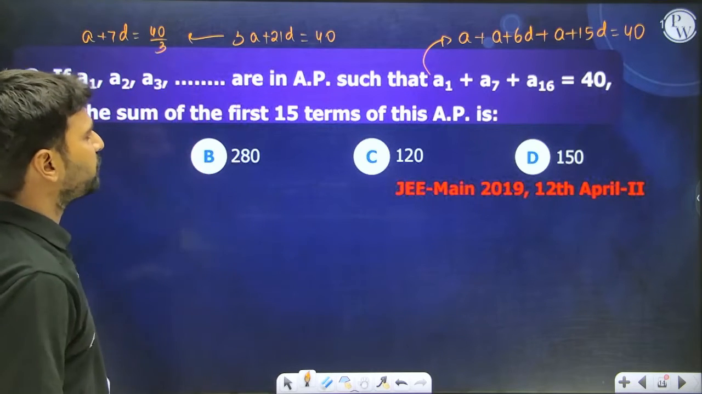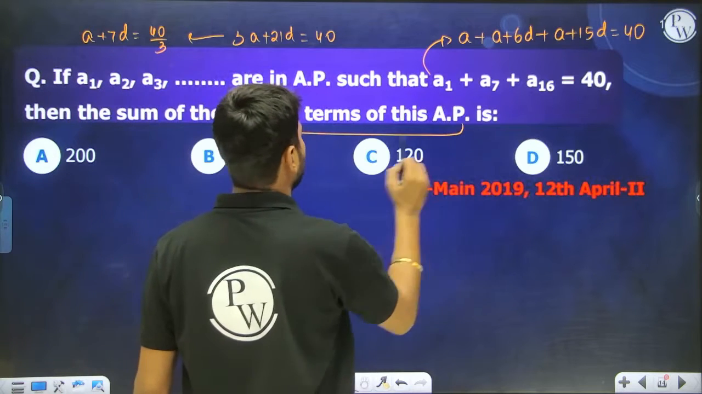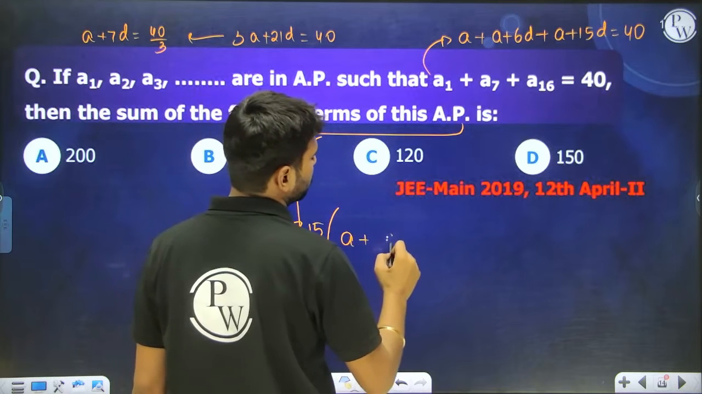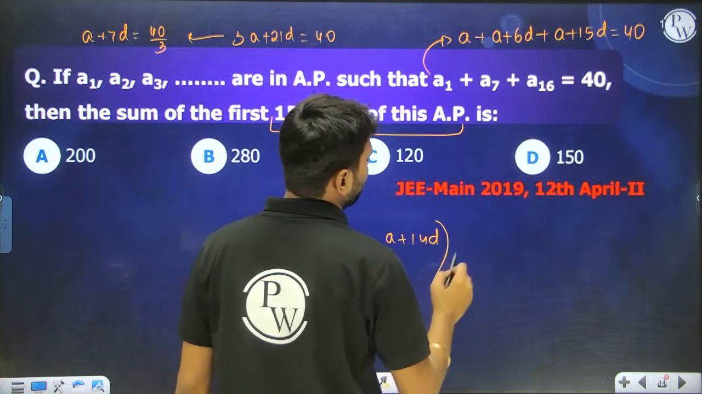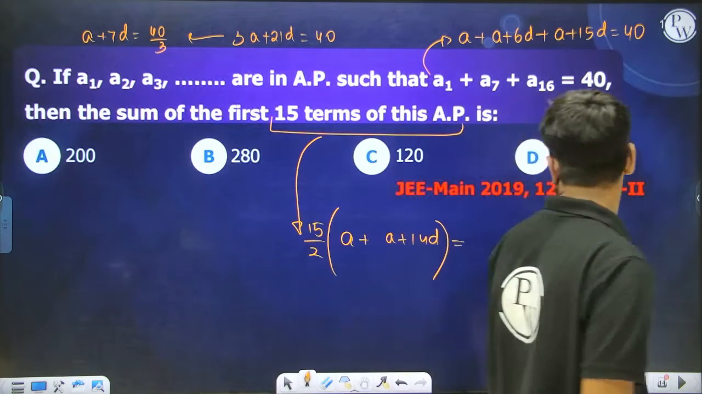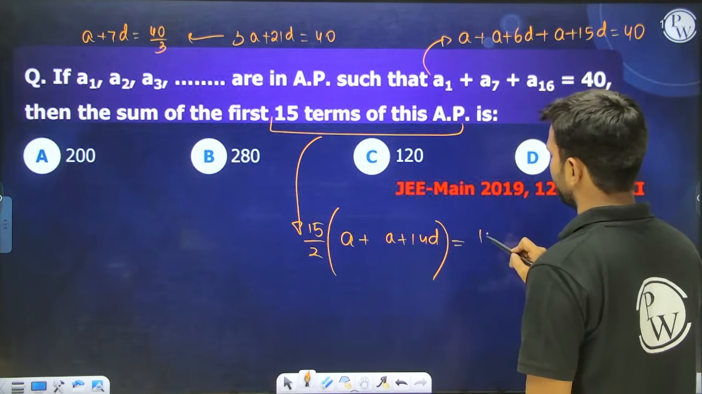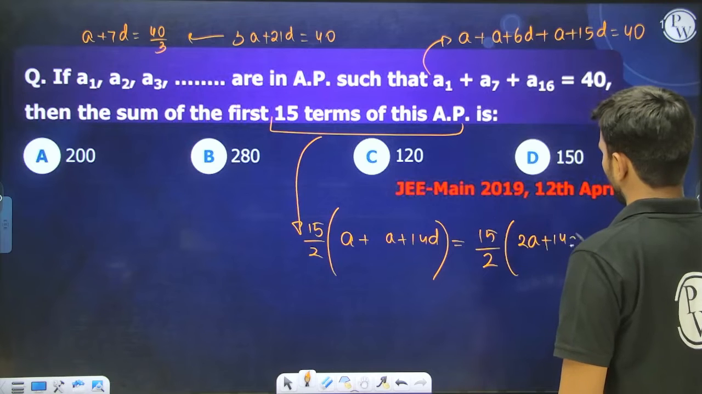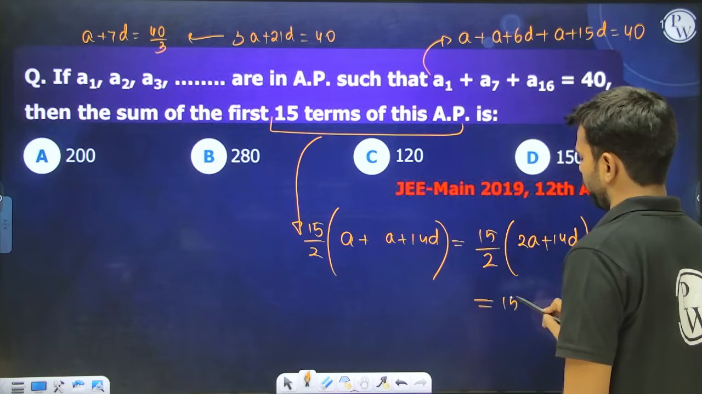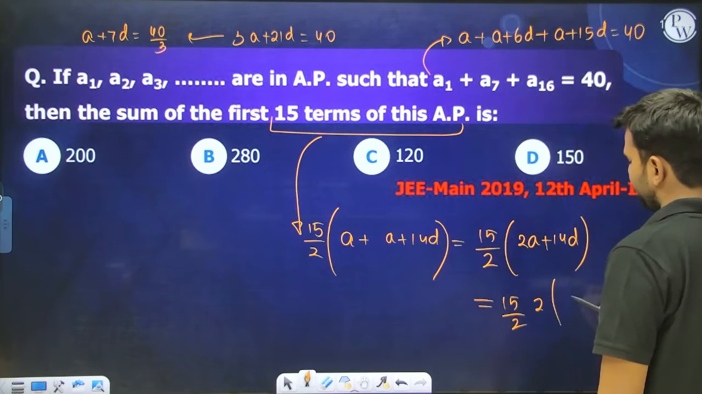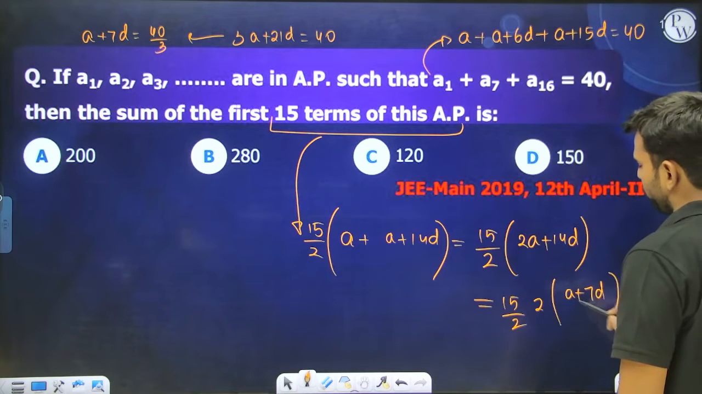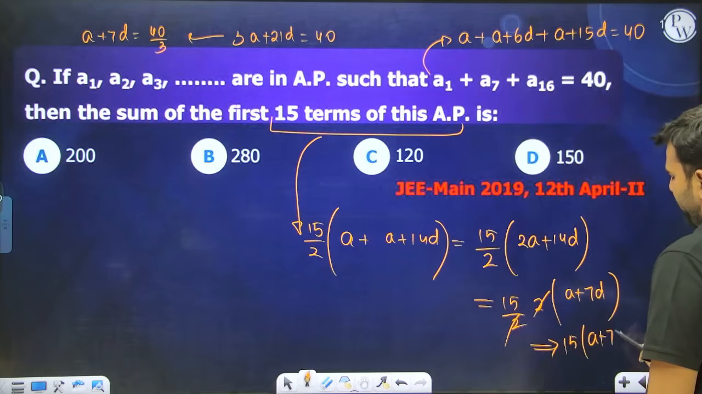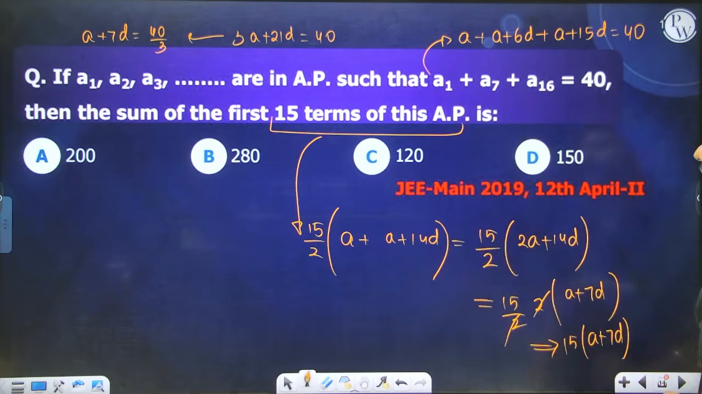The sum of the first 15 terms of the AP is what we want to find out. So we can write it as 15 by 2 times first term plus last term. Yes or no everyone? The last term, that is the 15th term, will be written as a plus 14d only. So it is equal to 15 by 2 times 2a plus 14d. Over here if we take 2 common from the bracket, this can be written like this. So 2 and 2 cancel away. This is going to be 15 times a plus 7d only, and a plus 7d's value is already written over there.